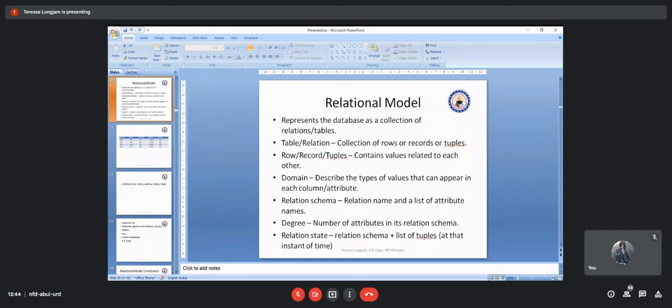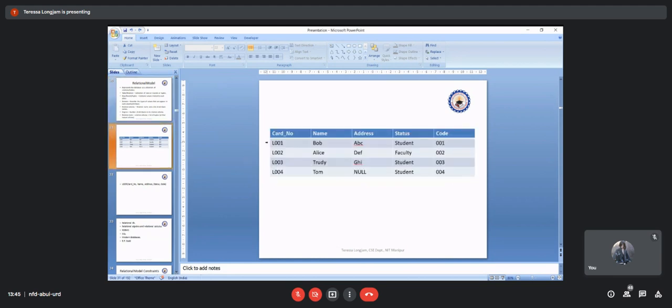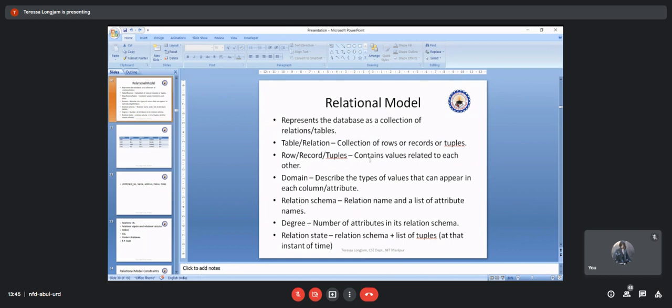And when we say a relation, it is a collection of tuples. And tuples contain values related to each other. So for a single tuple, the values that we have here, that is L001 is related to Bob, and again Bob is related to this address ABC, and Bob and L001 and ABC are all related to the value, this student, and the code 001. The values that exist in a particular tuple are all related to each other. That is why it is saying that tuples contain values related to each other.